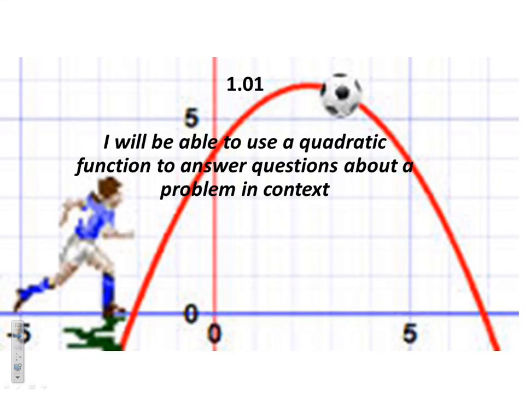Welcome to your first video on Unit 1, Lesson 1. So in your notes, I'd like you to make note of this, that this is the first unit and the first lesson in that unit. So Unit 1, Lesson 1. And I want you to write your DOK. Your DOK is I will be able to use a quadratic function to answer questions about a problem in context.